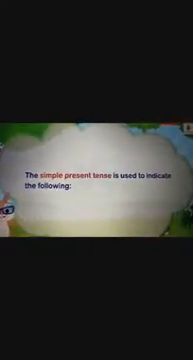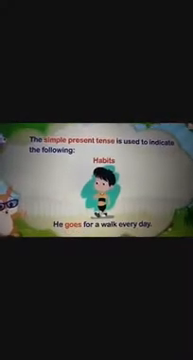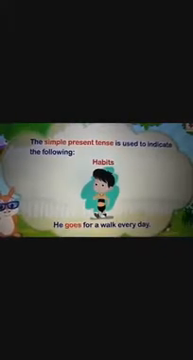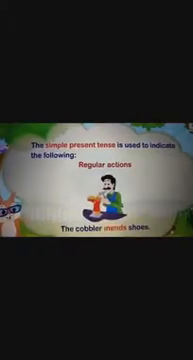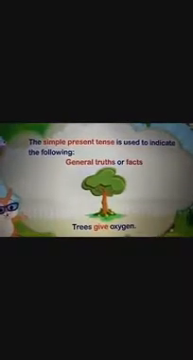The simple present tense is used to indicate the following. Habits, for example, he goes for a walk every day. So goes. Then regular actions. The cobbler mends shoes. So mends is the verb here. Current situation. I am unwell. So am is the verb here. General truths or facts. That is trees give oxygen. So give is the verb.